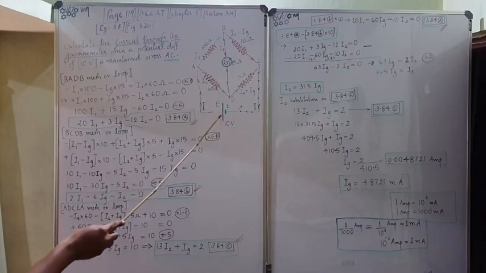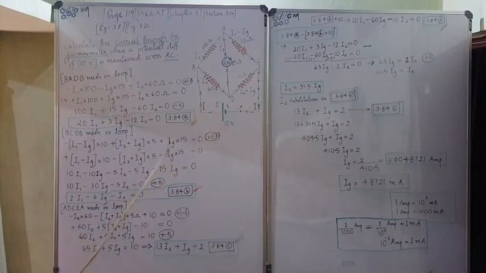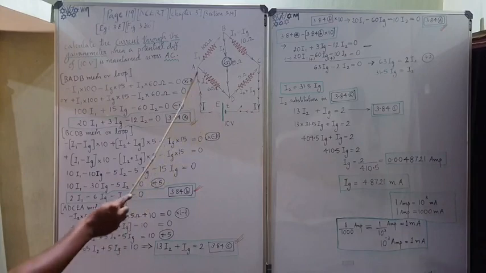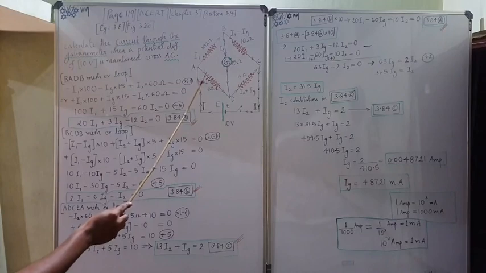So apply, first of all, I said when a cell is encountered, give it positive value. So plus 10 will be written first. That is written over here. Then comes the first current I2, which is conventionally taken. That is, I'll give minus over here. Minus I2 into 60 over here.